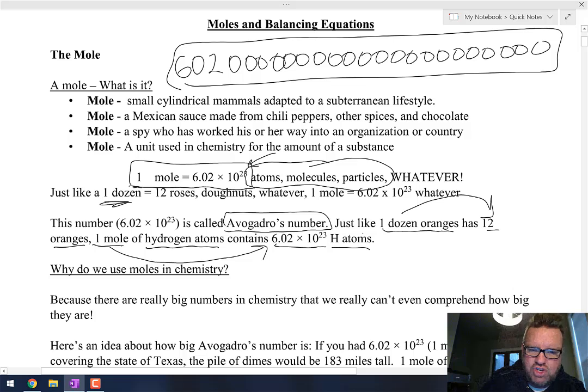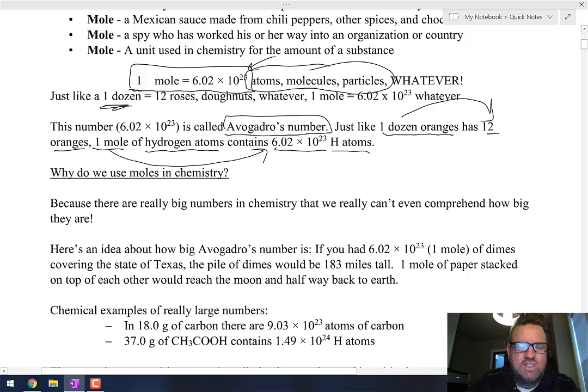Now, like I just said, why do we use these numbers? Why do we use moles in chemistry? Again, it's super common. We're going to use moles a lot for pretty much the rest of the year. Everything else we're going to learn the rest of the year is all going to be based on moles.